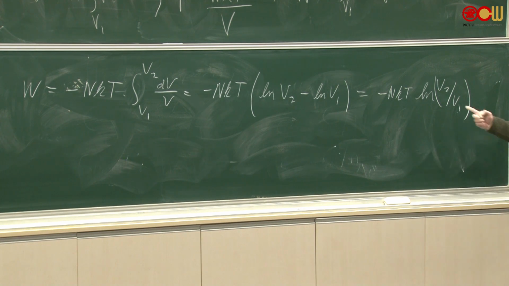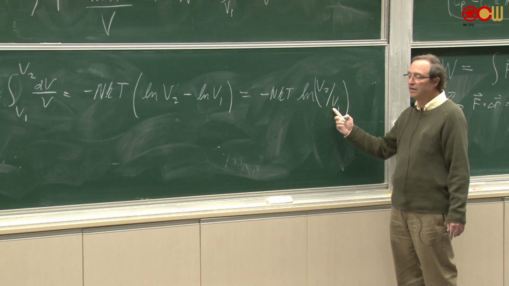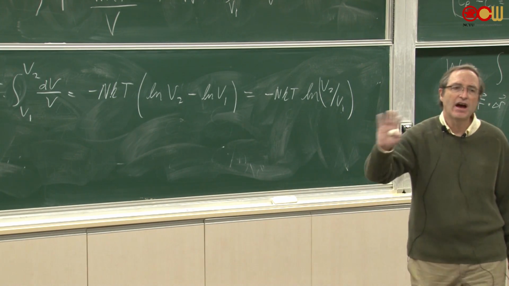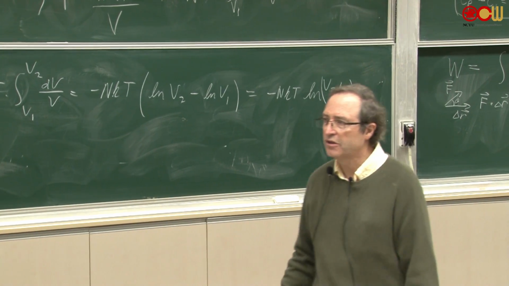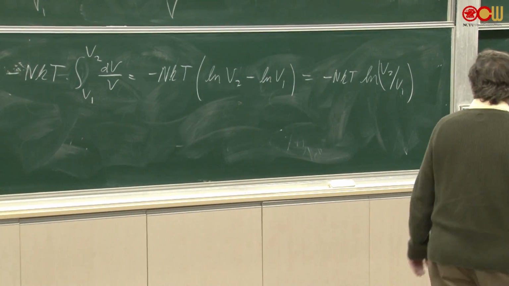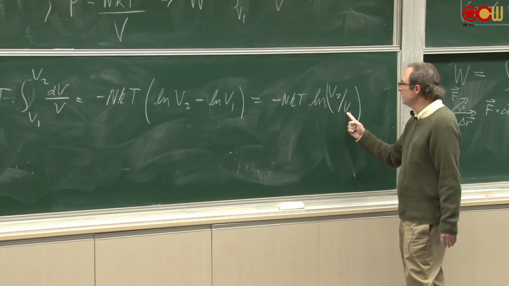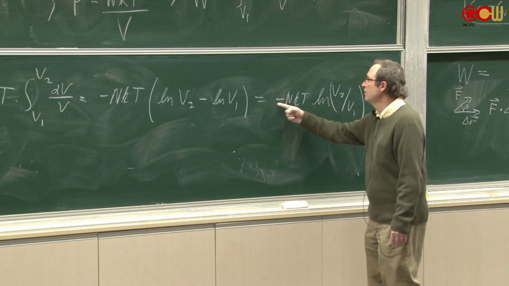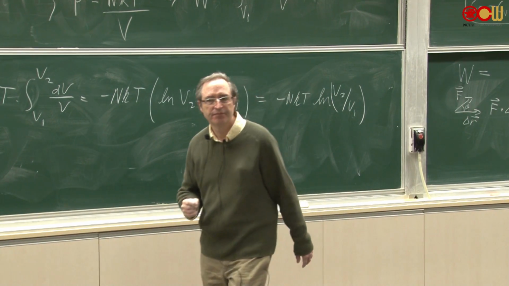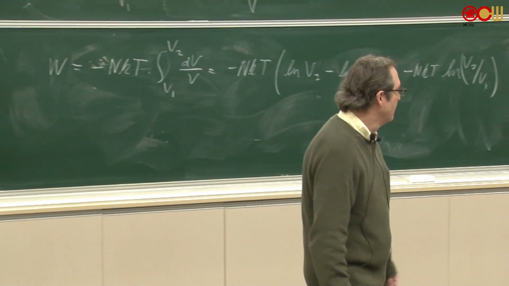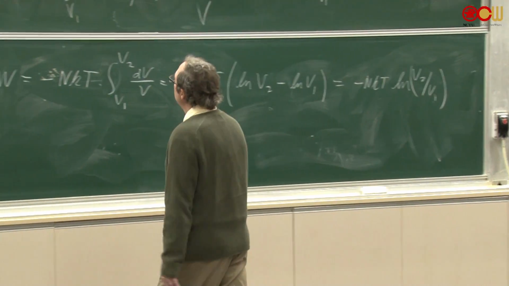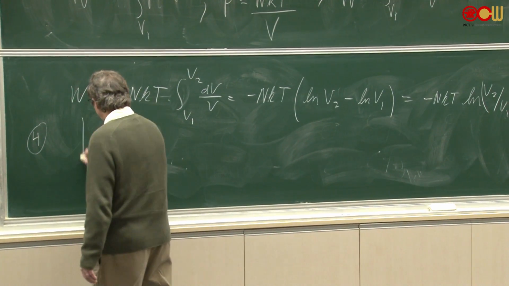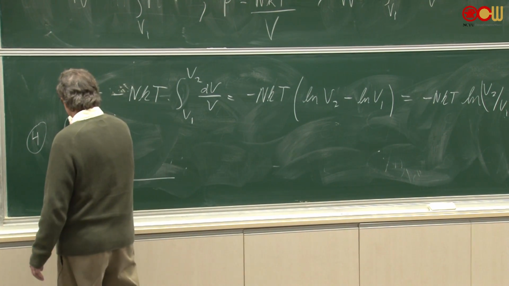So if V2 is greater than V1, then we get a negative work, which makes sense. Again, if the volume increases, the work is negative. If V2 is less than V1, the log of a number less than 1 is negative, and so you get a positive work done. Okay? All right, our last example is the following. I'm going to just draw it on a PV diagram.